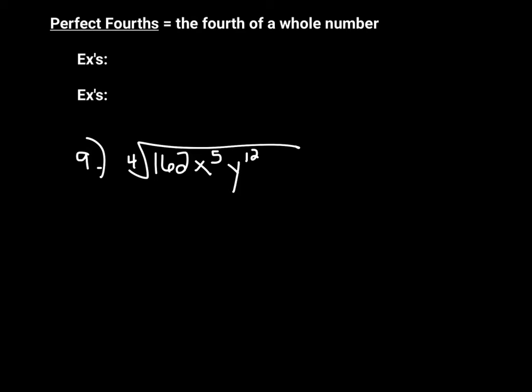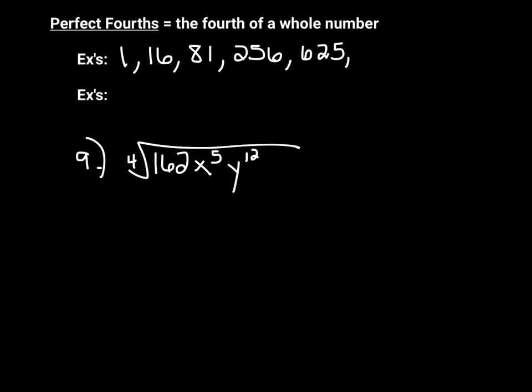All right, so let's talk about perfect fourths, and it's really just going to follow the same trend of everything we've been doing with perfect squares and perfect cubes. So if we want to list out our numerical perfect fourths, let's see, 1 to the 4th, 1 times 1 times 1 times 1 is 1. 2 to the 4th, 2 times 2 times 2 times 2 is 16. 3 to the 4th is 81. 4 to the 4th is 256. And I guess I'll just do one more. 5 to the 4th power is 625.